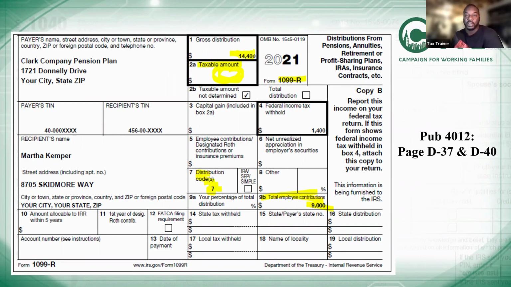W-2 wages is the main earned income. I worked to get this money. So if I have earned income, I can get what's called an earned income tax credit, which is one of the best credits out there for folks that have low income.